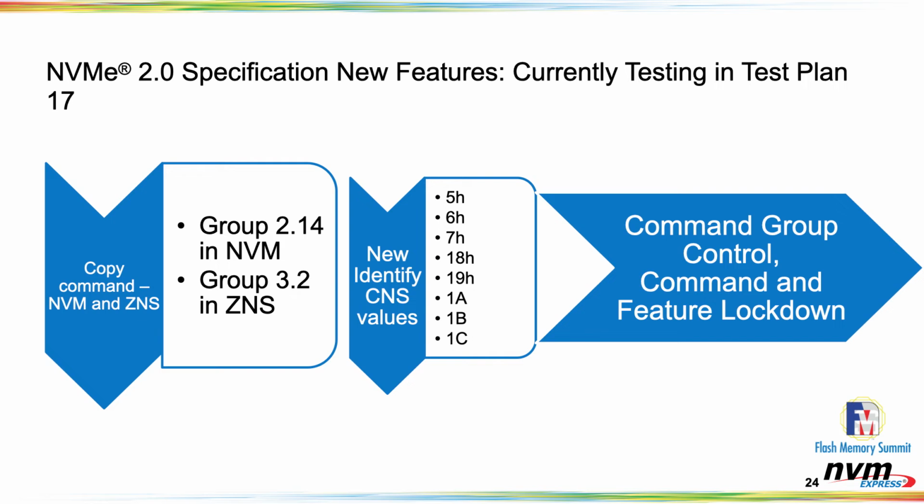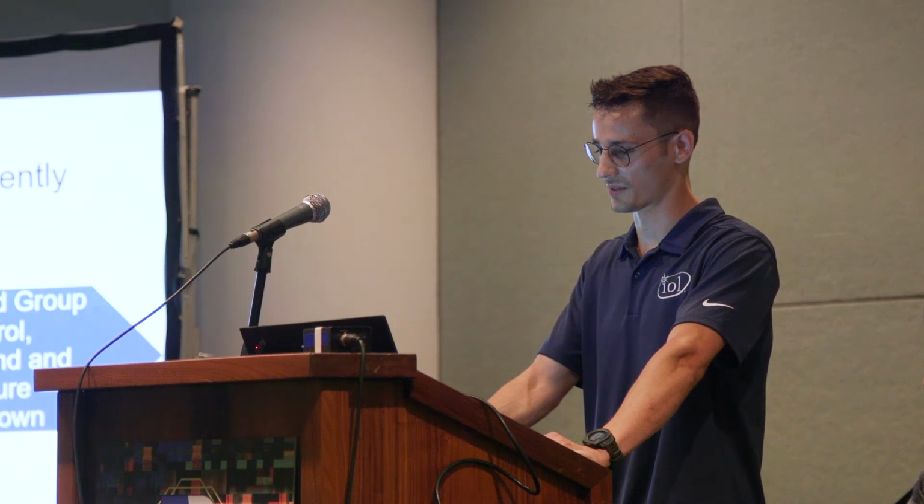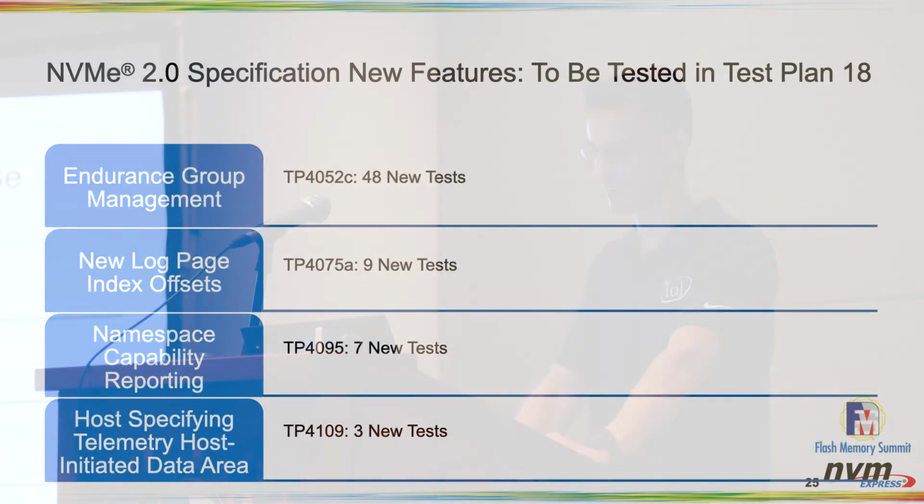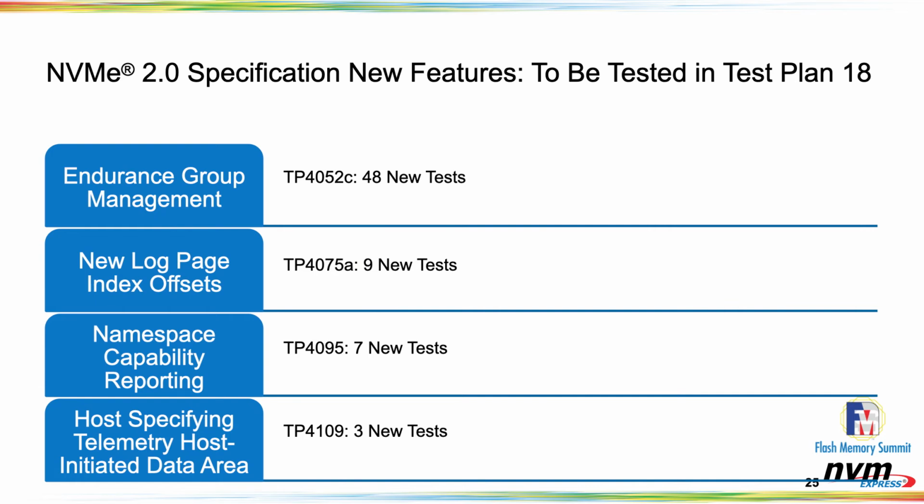And it turns out that these features weren't necessarily all fully ready for the market, and that's why these tests were FYI. So there were failures, but we were not going to be stopping certification just because the drives are not quite ready yet. There's also the command group control and command feature lockdown that we've added as well. So that's really the three big ones for 17, and there's even more going on in 18, which is now being looked at. So there's a bunch of new tests.